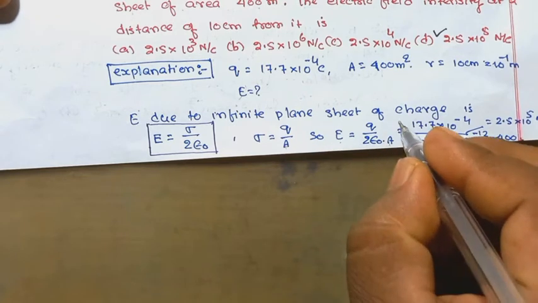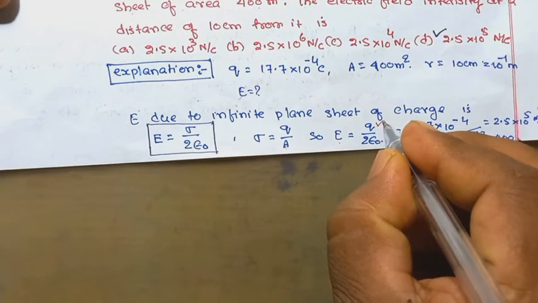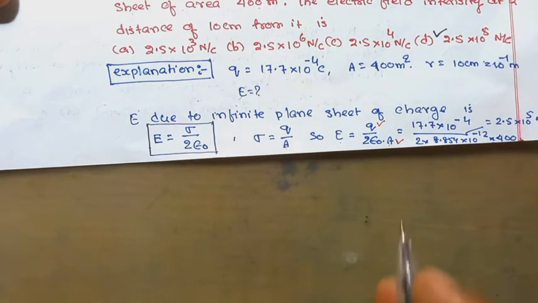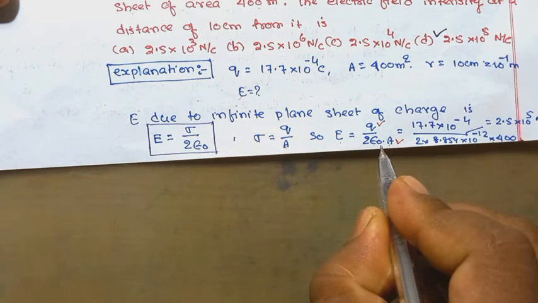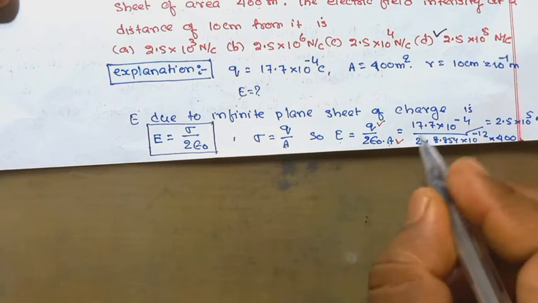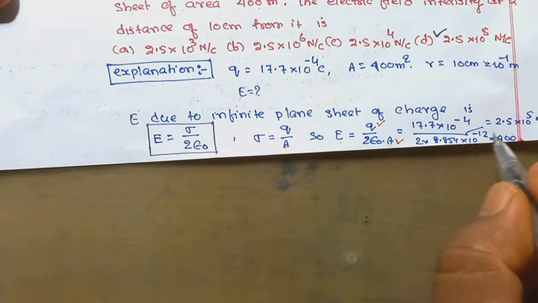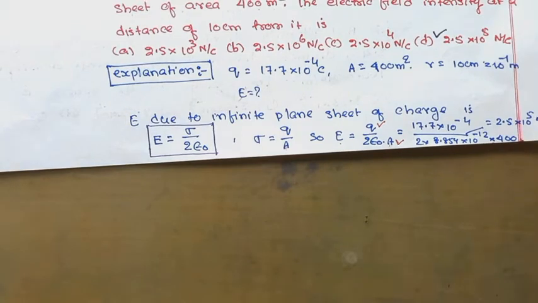We know the value of Q, we know the value of A, and we know the epsilon 0 value, that is 8.854 into 10 power minus 12. So putting all these values and solving, we will get E is equal to 2.5 into 10 power 5 Newton per coulomb. Okay.